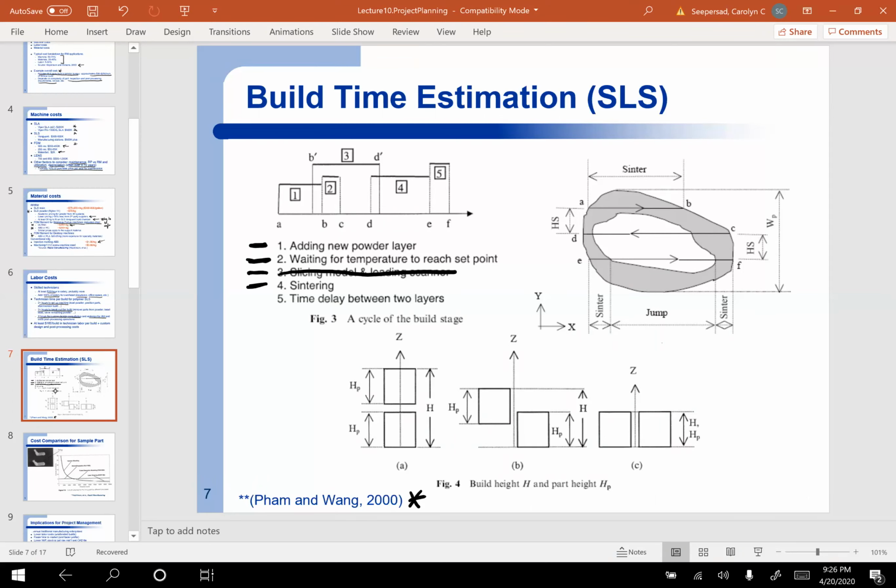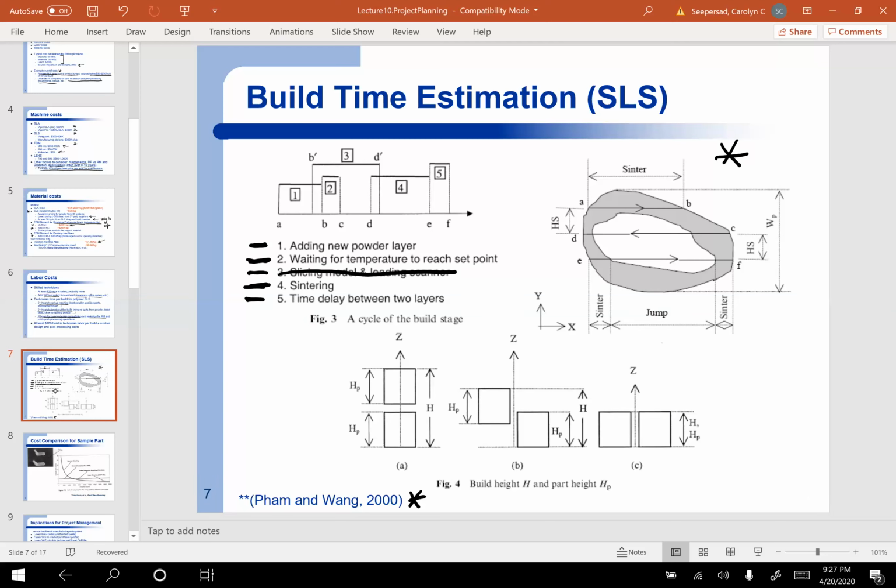You have to sinter, which involves scanning the part with your laser, and depending on how complex the part is, that could take more time or less time. And then you have a little time delay between two layers, right? It pauses for a minute, lets the sintering take place, and then starts again with a roll of a new layer. All right, so a couple of things here can affect the time to sinter a particular layer. Depending on how complex the part is, your laser is going to have to scan across that part.